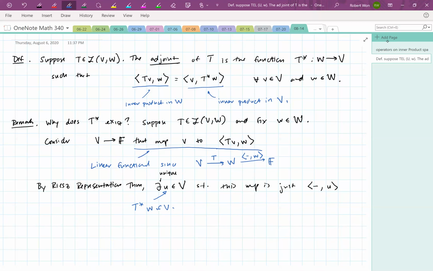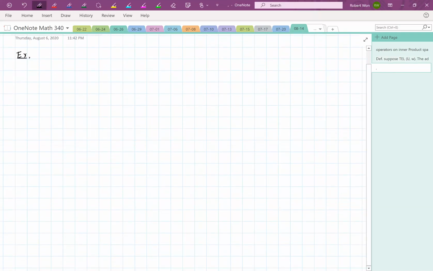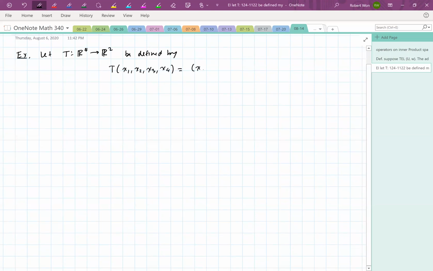Okay, so as with any first example, any time you see a definition, the first thing you should want is an example. So let's let T just be any old linear map between two inner product spaces. Anytime you see Rn or Fn, we're going to assume we're using the standard Euclidean inner product. So suppose that this map is defined by T of x1, x2, x3, x4 equals x1 minus x3 comma x2. Let's compute the adjoint, T star from R2 to R4.